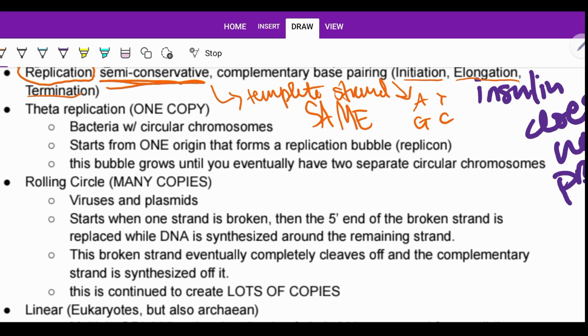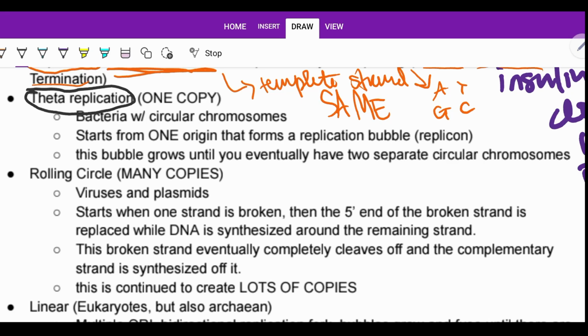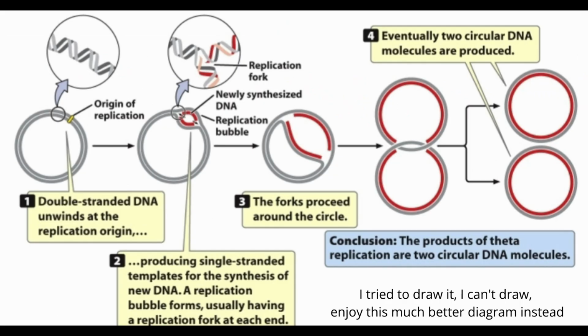So, there are a few types of replication that we cover in this course. The first that we're going to talk about is theta replication. Theta replication is when you are making one copy of a chromosome, and it only happens in bacteria, with circular chromosomes.